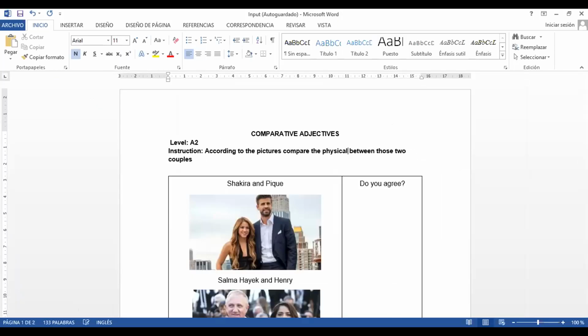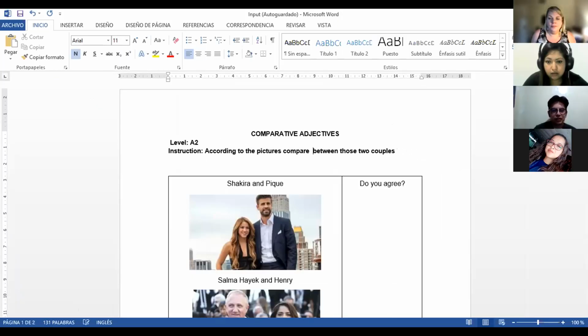Entonces, solo pongámosle compare the pictures. Compare these two pictures to analyze if these sentences are correct or incorrect. Okay. According to the picture.